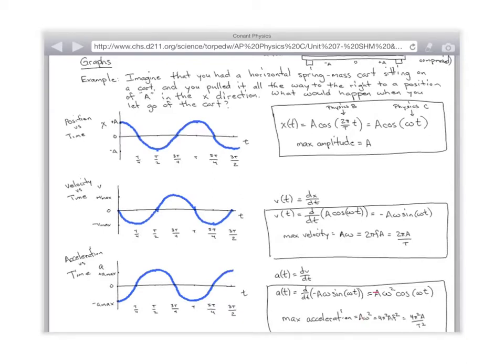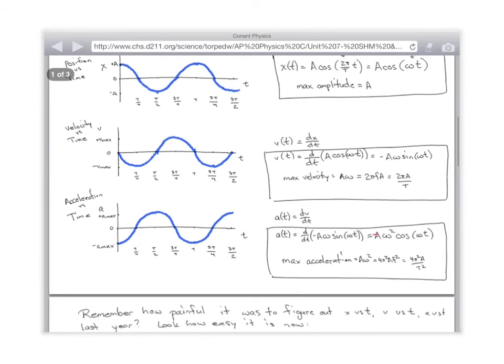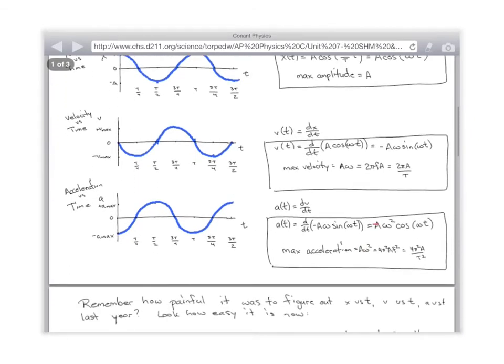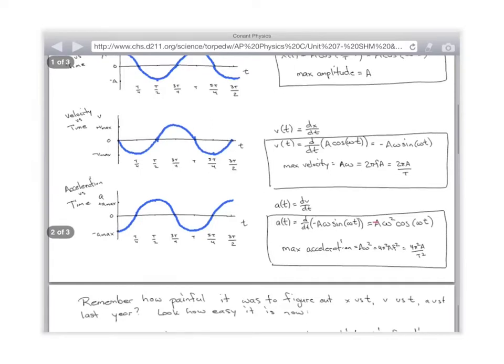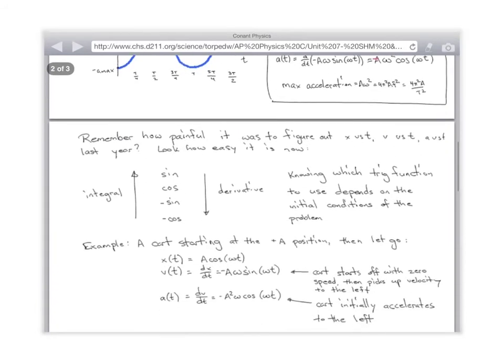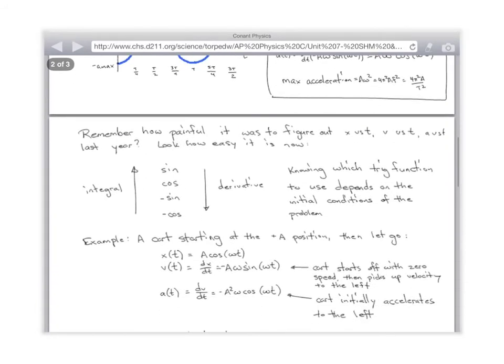All right, next. Whew. Remember how painful it was to figure out position versus time, velocity versus time, acceleration versus time last year? You had all those crazy constant acceleration equations, and actually you didn't even do this derivation. I think they stopped doing it in AP Physics B. In AP Physics B, we used to do simple harmonic motion derivations. Never mind, you don't even know what I'm talking about. Okay, let's just cross out this sentence.